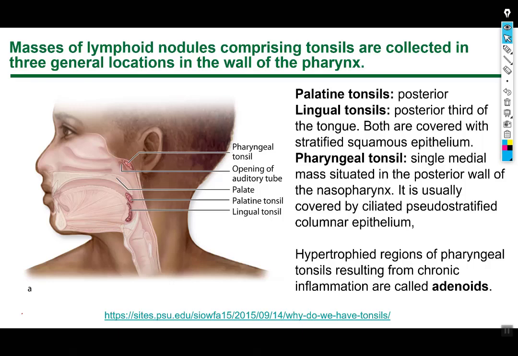So you tend to have lymph nodes or lymphoid nodules that are guarding entrances and exits to things. So one example is the pharynx. So here we have the nasopharynx and the oropharynx. And then from the tip of the epiglottis down to the start of the esophagus, we have the laryngopharynx.